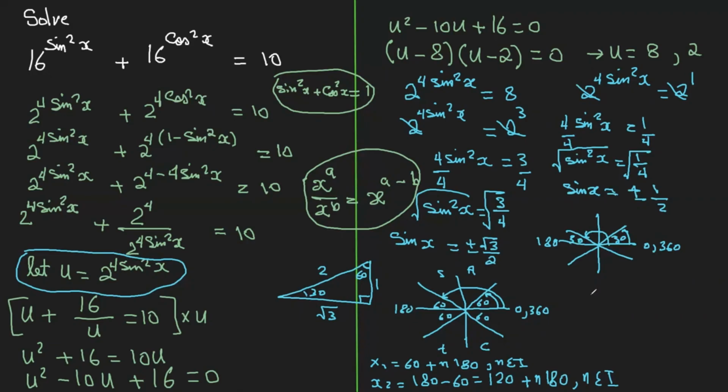So therefore, x1 equals 30. And for general solution, you go plus n 180, where n is a member of all integers. And x2 is going to be all the way to 180, take away the 30, and it's going to be 150 plus n 180, where n is a member of all integers.